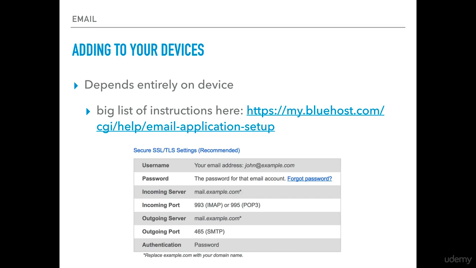Outgoing server is going to be exactly the same as your incoming server, so that's mail.whatever your domain name is.com, and the outgoing port will be 465, and again, when it asks what type of authentication, you're going to choose password, because earlier on you typed in your password. So these are the general settings that you're going to need to set up your email on any device, but you should check the specific instructions on that Bluehost page for instructions about how to set it up on your particular devices.